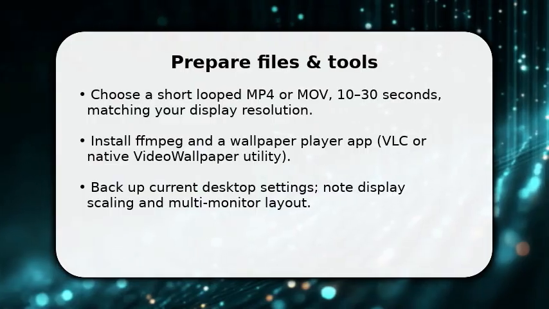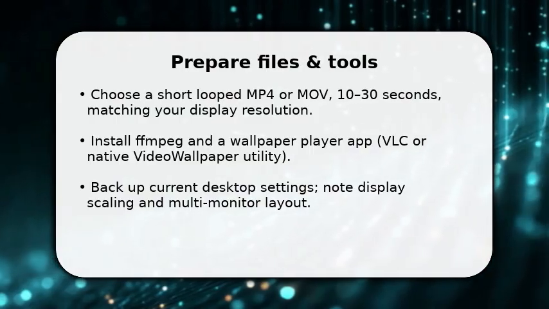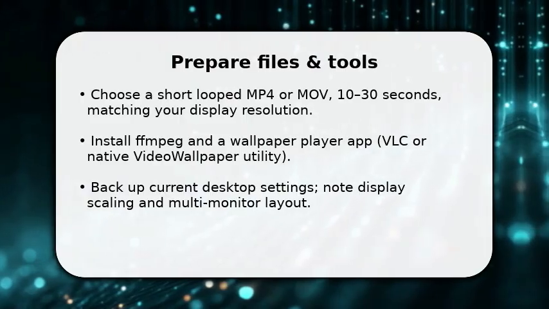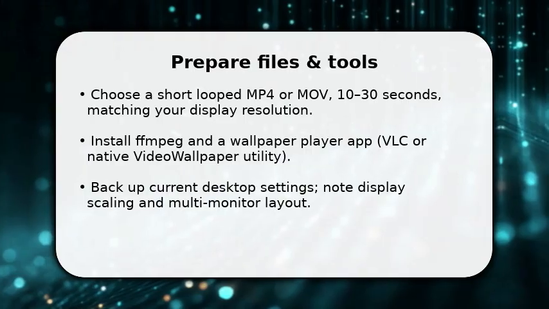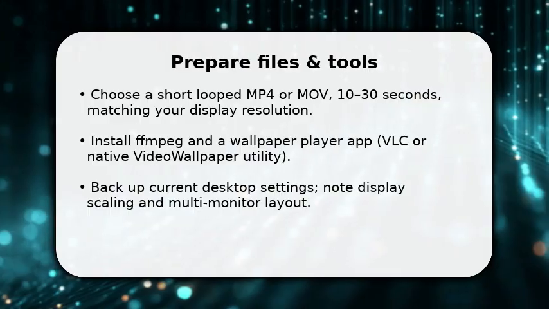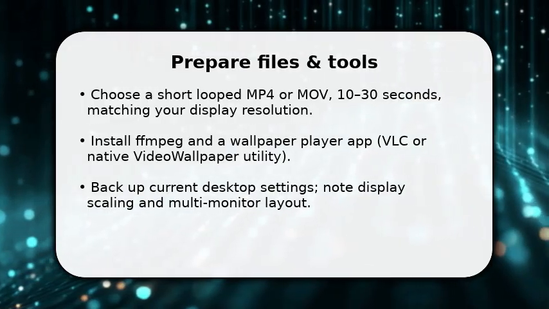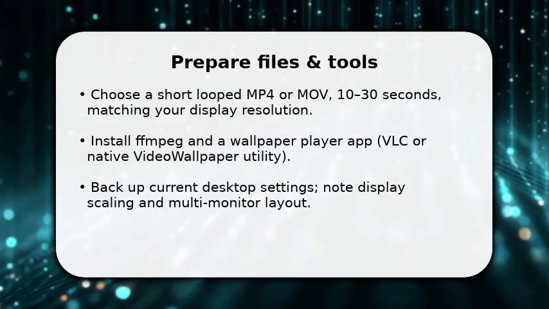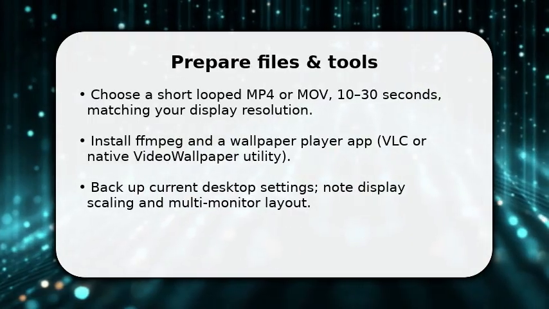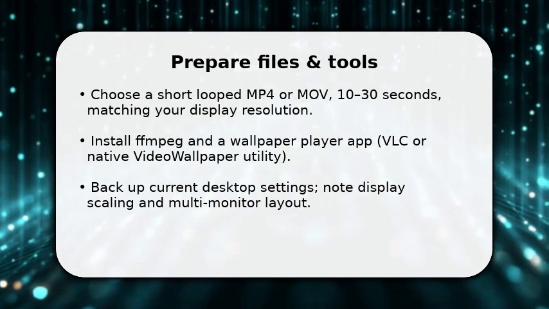You start by choosing the clip and the tools. Pick a short loop, 10 to 30 seconds, at your display resolution so it won't stretch. Once chosen, install FFmpeg and a wallpaper player app like VLC or a video wallpaper utility. You need FFmpeg to transcode for efficiency. Make sure to back up current desktop settings and note each monitor's resolution and scaling. That prevents surprises when you apply the video and confirms you're working with the right file dimensions.